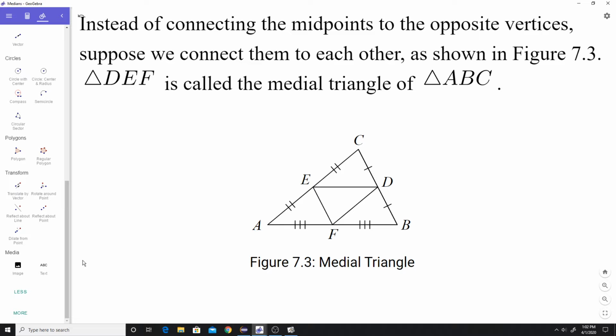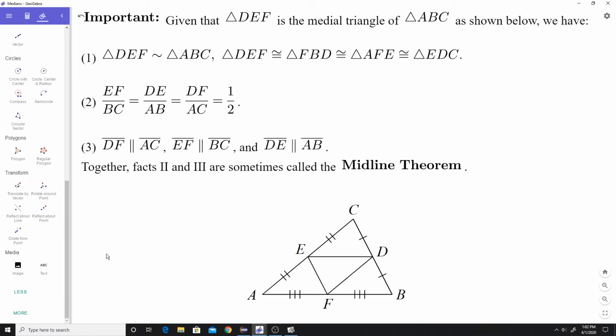Now, what do I know about these medial triangles? Why should I be thinking about them? Well, it's because we also proved all these theorems about them. That they have parallel lines, and they're congruent with each other, and so on and so on.